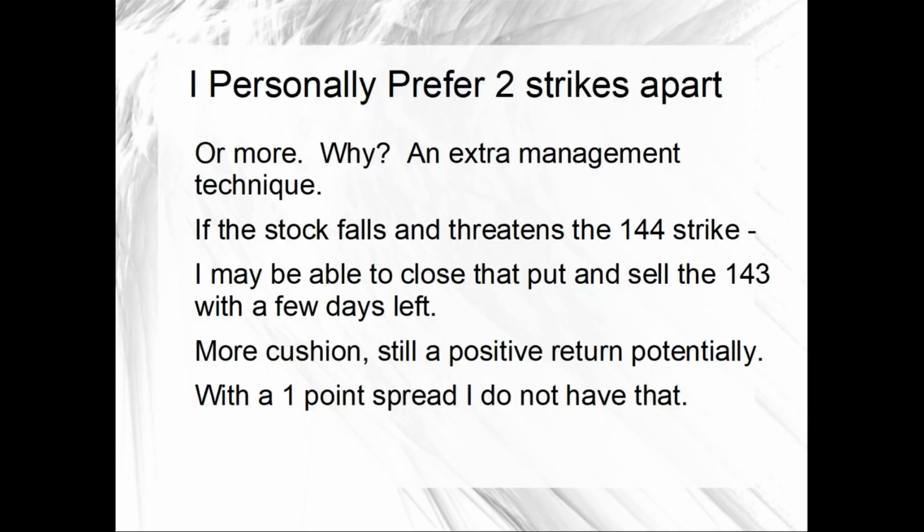It still might be a positive return. Might be half of what I originally expected, but now with a couple days left, if Apple's trading at 144.50, I'm worried that it might drop below 144. I move that 1 strike down to 143 and I'm still holding the 142. That's still my spread. So as long as Apple stays above 143, I can still call this spread a success. If I do the 1-point spread, the 144 and 143, I don't have that. Once that spread is threatened, I'll have to close both legs and look to maybe rolling down the spread.